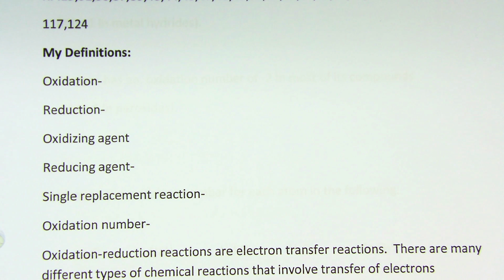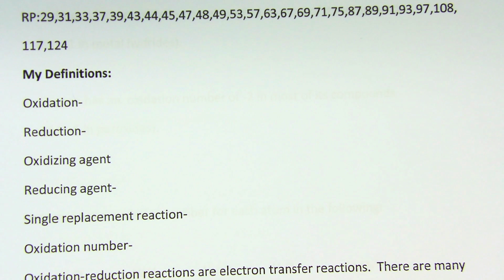Now, last time we talked about the fact that we were starting a new chapter today, so I assume you went through and looked up all of these definitions. If you didn't, shame on you.